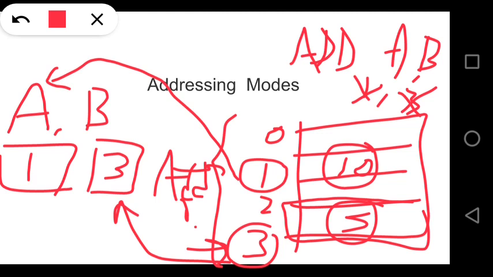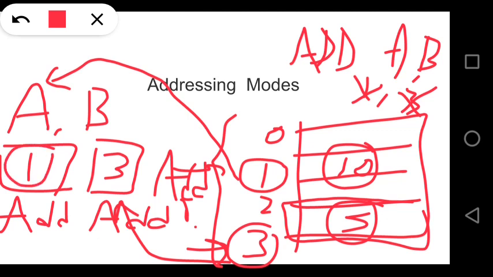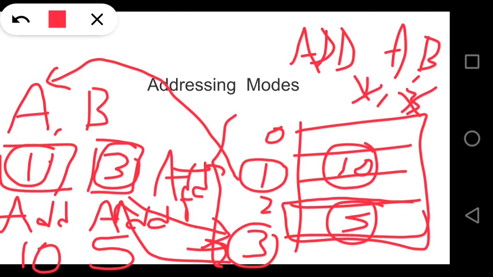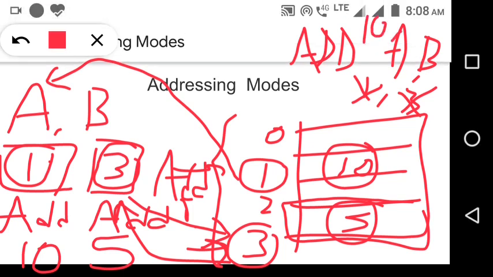So A contains the address of memory location 1. B contains the address of memory location 3. So it requires taking the address stored in register A, going to memory and fetching the value 10. Similarly, for register B, take the address 3, go to that memory location and fetch the value 5. Now you will need to add 10 comma 5.